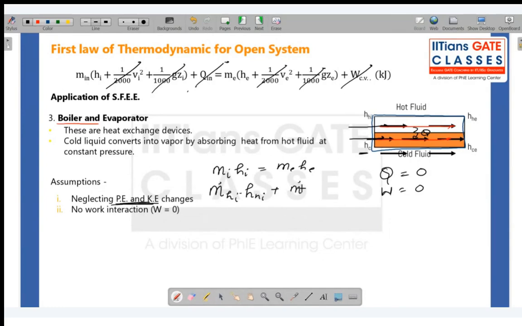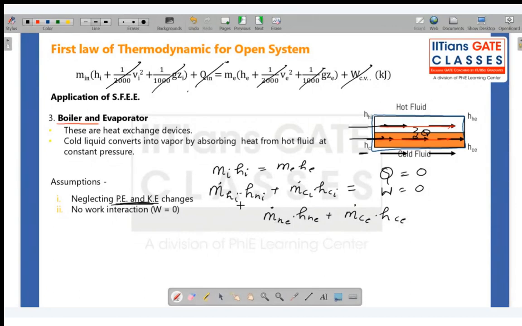Cold fluid is entering, so m dot c and h dot c entering. Now what is going out? Hot fluid is going out: m dot h exit into h dot h exit. When you do questions, it will be more clear. Plus what is going out? Cold fluid is going out. So it is a general equation.